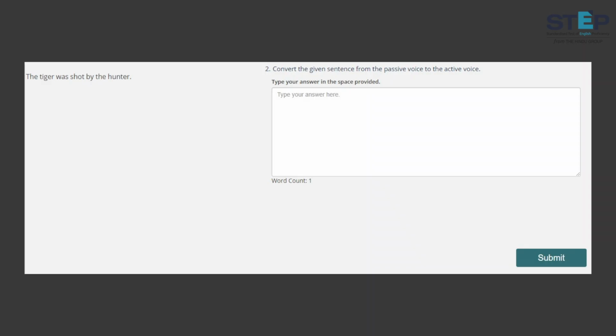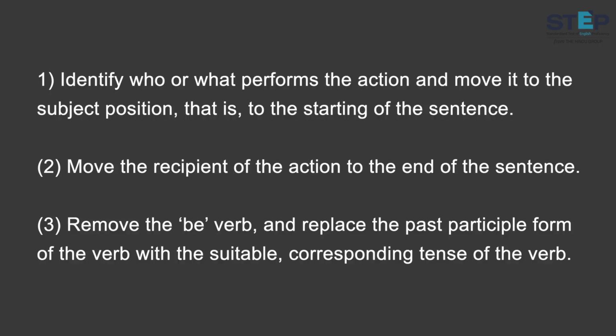Let's look at our fourth question now. This question asked you to convert the given sentence from the passive voice to the active voice. The tiger was shot by the hunter. Do you remember the rules for this conversion? Take a look. What should be the subject here?